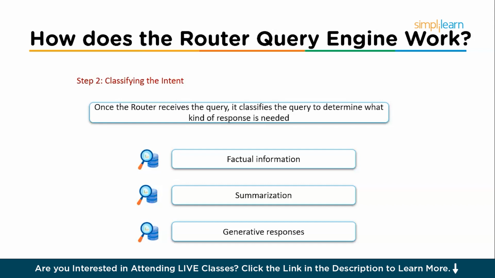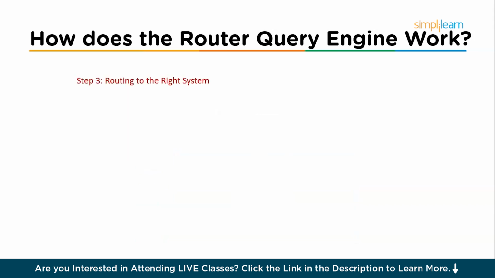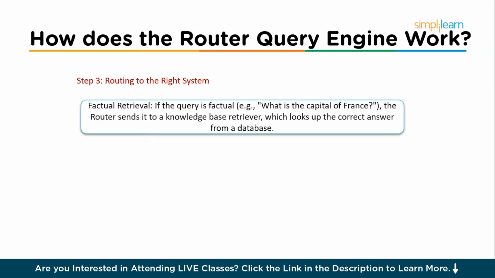Now moving on to the third step, we have routing to the right system. After classifying the query, the router decides where to send the request. The first one is factual retrieval. If the query is factual, for example, what is the capital of France, the router sends it to a knowledge-based retriever which looks up the correct answer from a database.